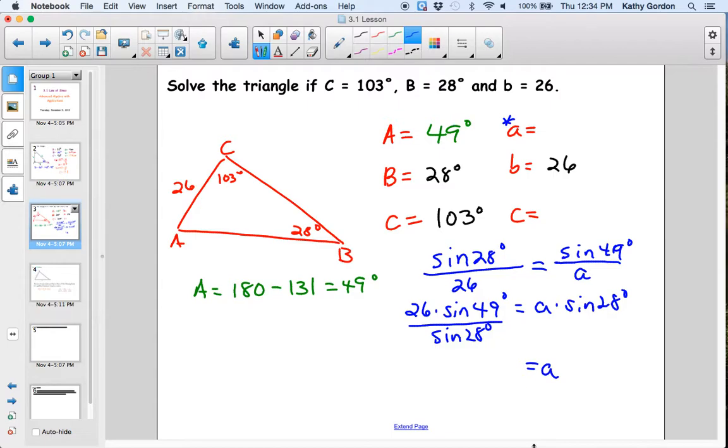Anybody else got it? What'd you get, Emily? 41.79. Okay. 41.8. So 41.8. And since it's little a, it's a side, so I don't need any degree symbol or anything on it. It's just a measurement for length. 41.8 should be my A value.